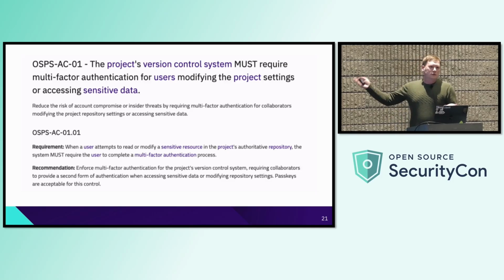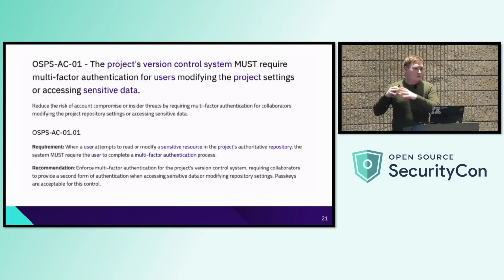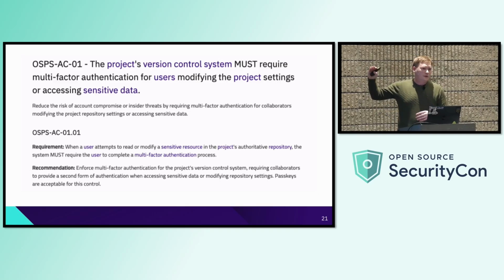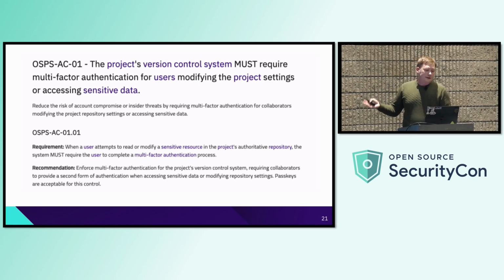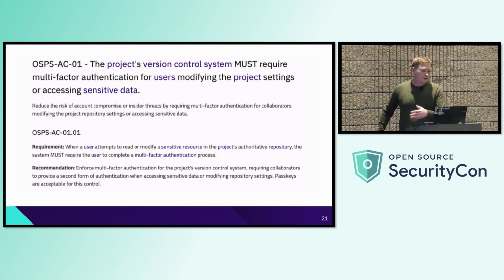So this is what it looks like. This is a screenshot off the website. It has an identifier, looks very fancy, tells you about it, gives a little more description, and then gives specific requirements and recommendations. So this one, AC01.01, there could be a .02, .03, .04, etc.